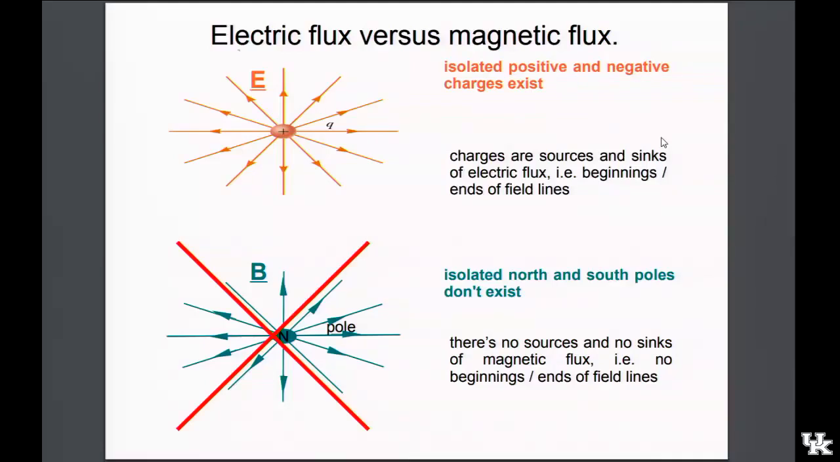That's not true in the magnetic case. In the magnetic case, there are no isolated north and south poles. They always come in pairs. The magnetic field lines don't suddenly emerge from a north pole or terminate on a south pole. Rather, the magnetic field lines always form loops. So there's no such thing as this in magnetism. There's no beginnings or ends of magnetic field lines. They're always in loops.